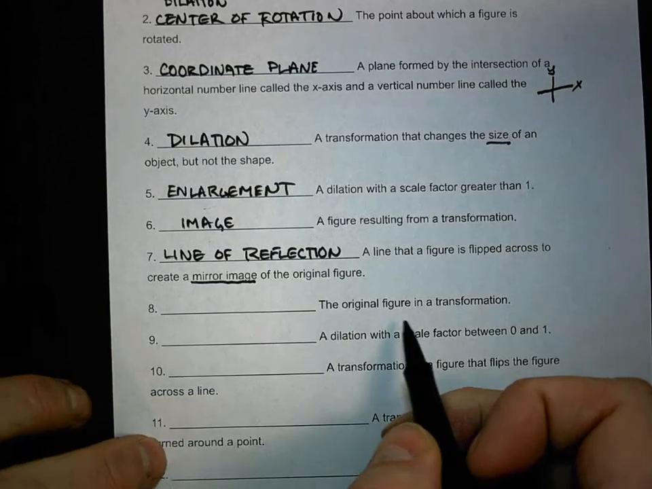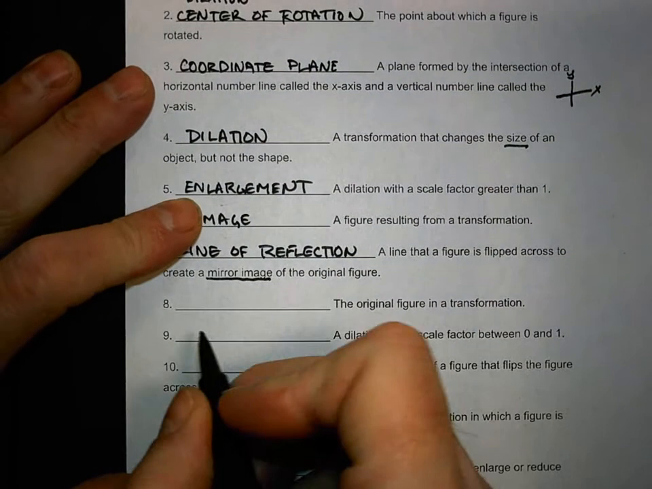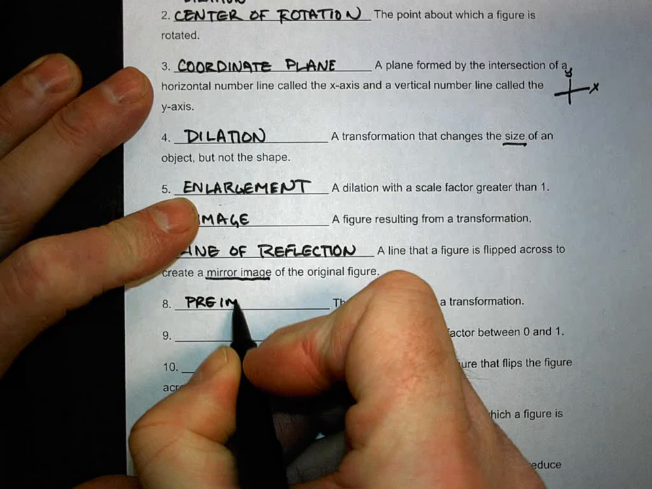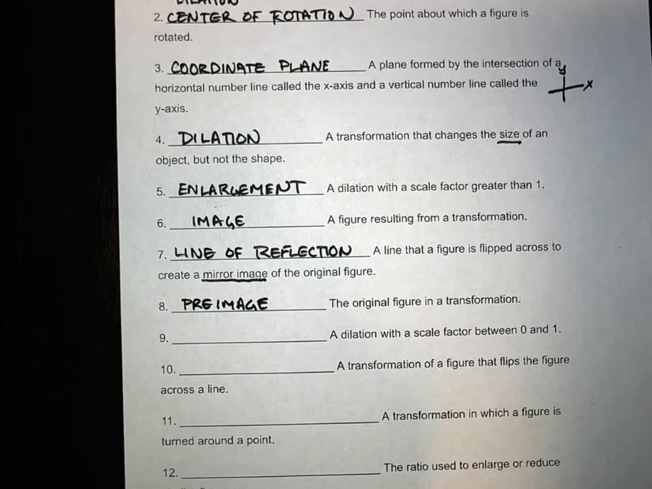So the next one says the original figure in transformation. If the figure from a transformation is called an image, what comes before an image? I used it a couple times. A pre-image. A pre-image comes before an image.